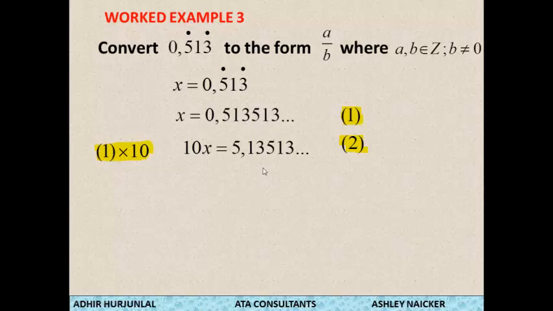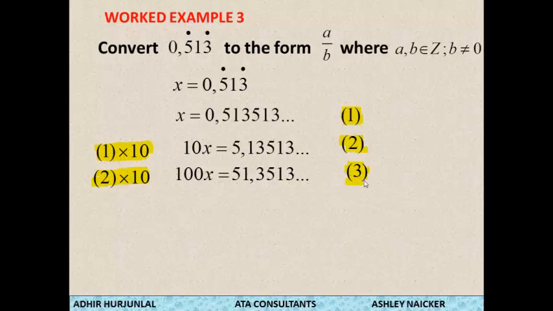The mere fact that subtraction will not work means that you have to multiply by 10 again. Take equation number 2. Multiply by 10. Equation number 2 multiplied by 10. 10x times 10. Correct. 100x. If I multiply this by 10, my decimal point moves one place to the right. I end up with 100x is equal to 51,351,513. Now, as I mentioned before, label this as equation number 3.